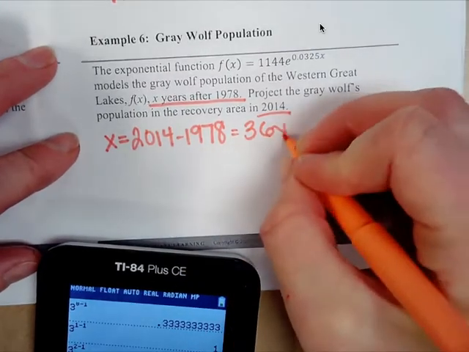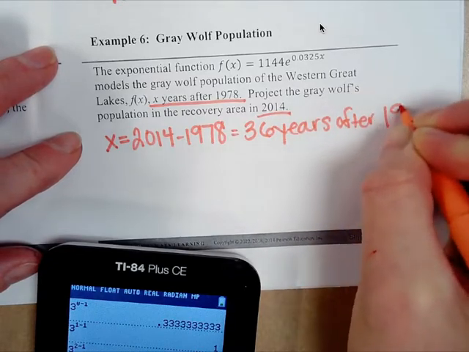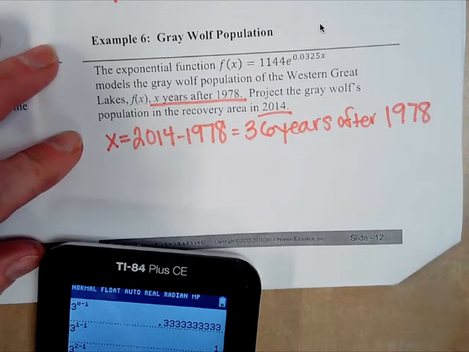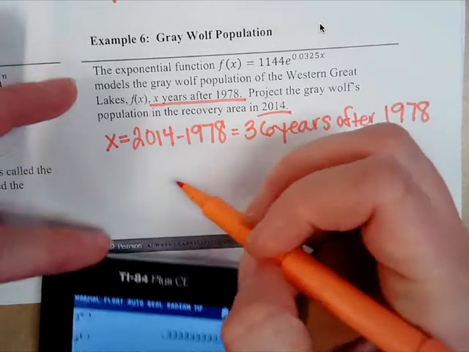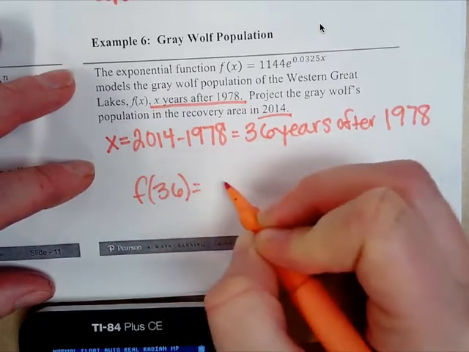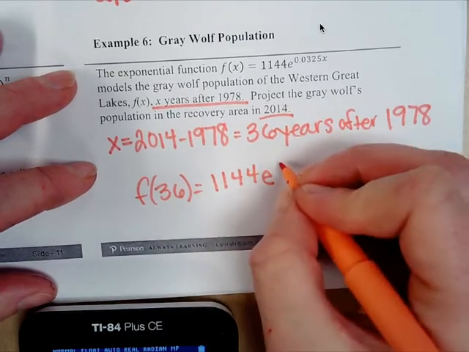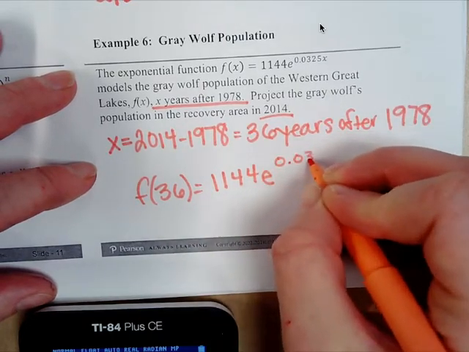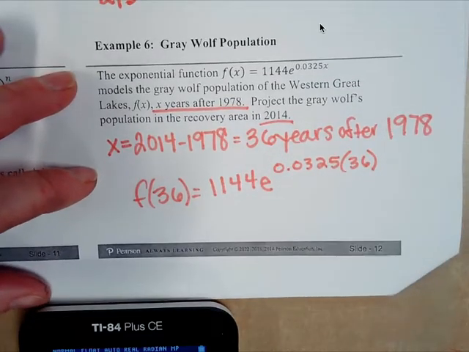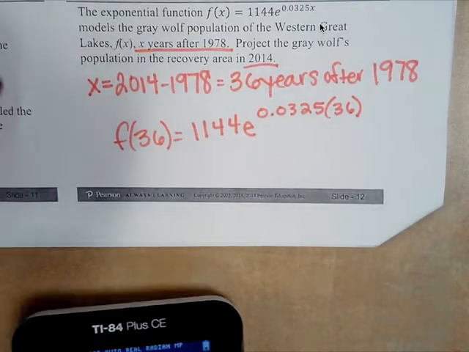So 36 years after 1978, we need to find out the population. So we are doing f of 36, which is 1,144 times e raised to the 0.0325 times 36. Yep, we can just type that into the calculator.